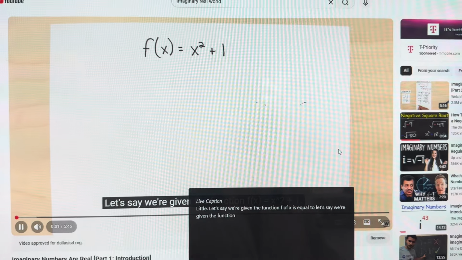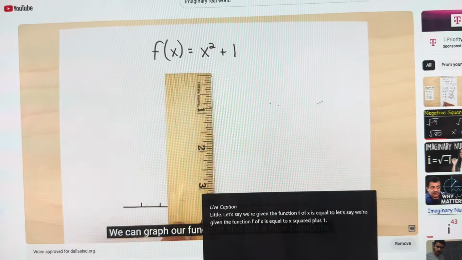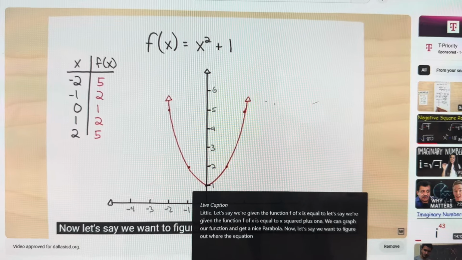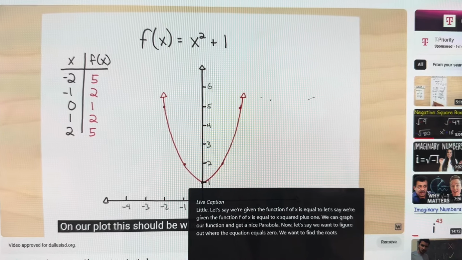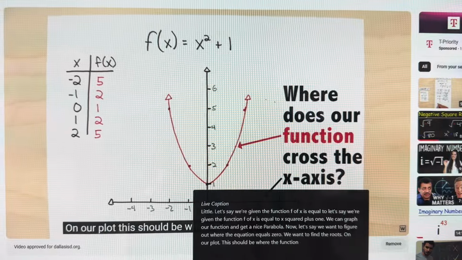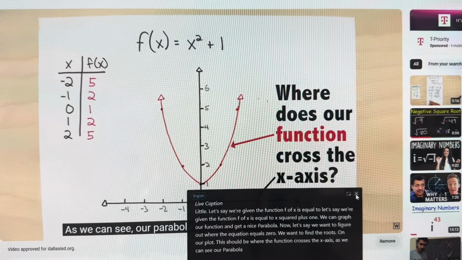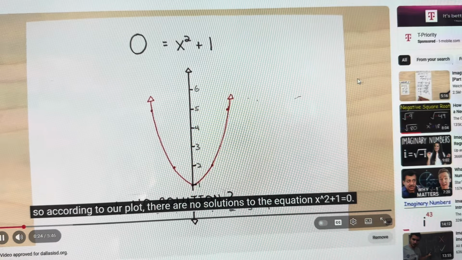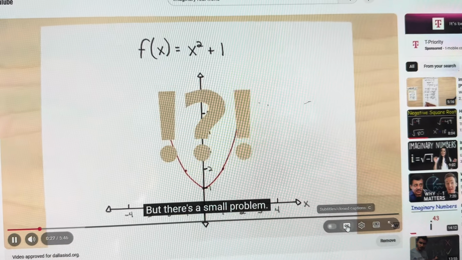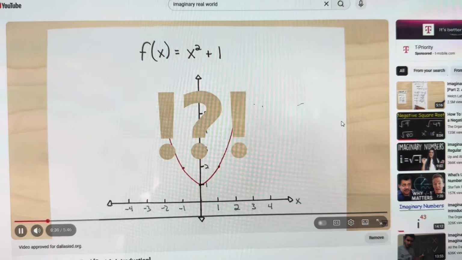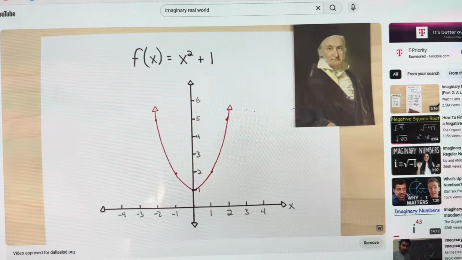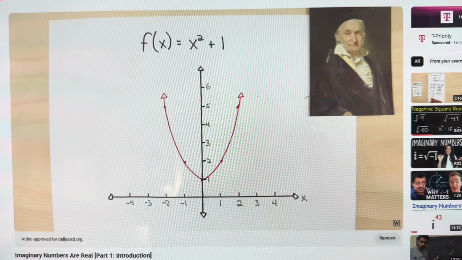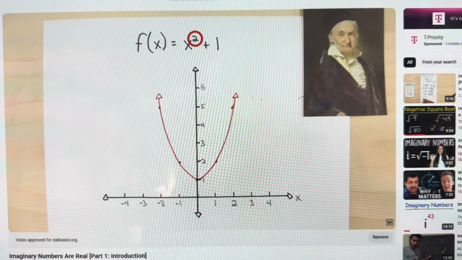Let's say we're given the function f of x is equal to x squared plus 1. We can graph our function and get a nice parabola. Now, let's say we want to figure out where the equation equals 0. We want to find the roots. On our plot, this should be where the function crosses the x-axis. As we can see, our parabola actually never crosses the x-axis. So according to our plot, there are no solutions to the equation x squared plus 1 is equal to 0. But there's a small problem. A little over 200 years ago, a smart guy named Gauss proved that every polynomial equation of degree n has exactly n roots. Our polynomial has a highest power, or degree, of 2, so we should have 2 roots.